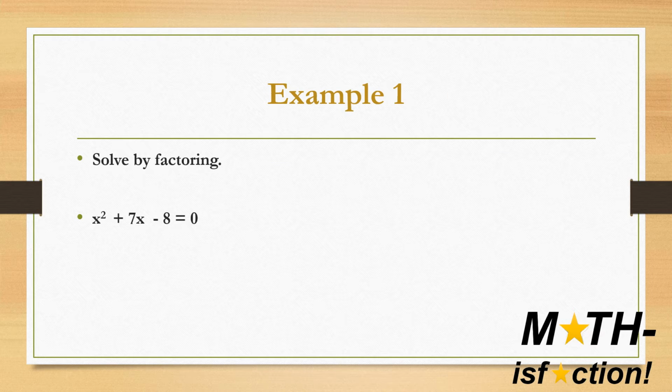Here is the first example. Solve by factoring. x squared plus 7x minus 8 equals 0. I'll pause the video in case you want to solve it on your own.